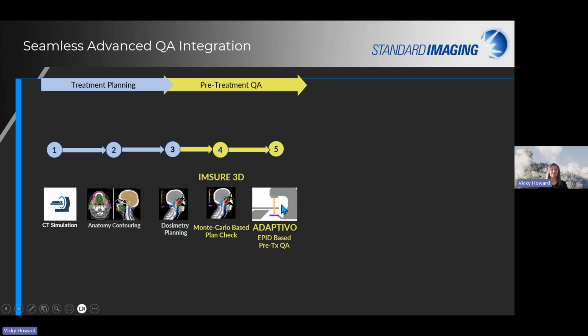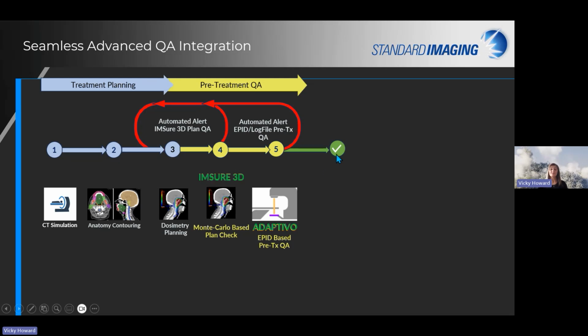And then for VMAT and IMRT complex cases, pre-treatment QA is usually warranted. So in this case, Adaptivo could be used for pre-treatment QA. Both of these are automated workflows. As soon as the dosimetry plan is approved and exported, both I'm Sure 3D and Adaptivo will see that export, grab it, do the calculations and comparisons, and if necessary, send alerts to physicists or clinical staff so that they know there's an issue that needs to be addressed. Once everything is addressed and looks good, it's ready for treatment.